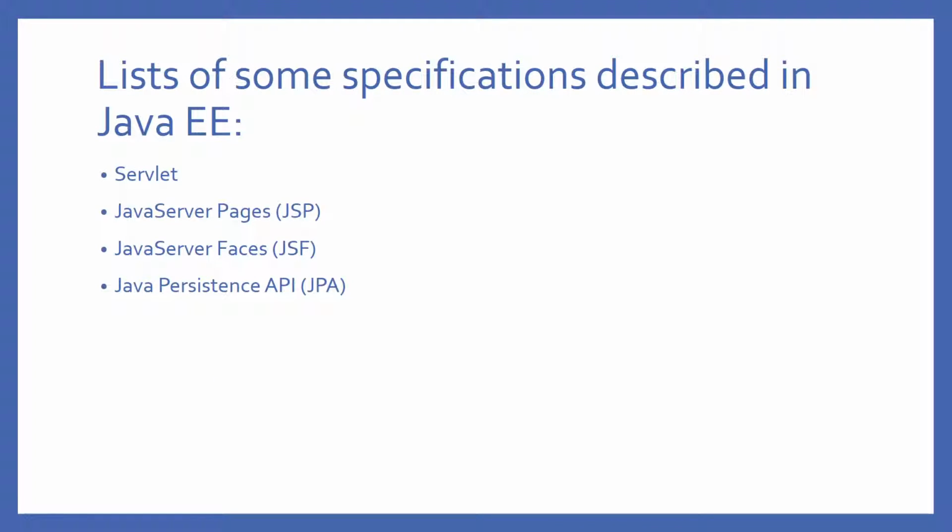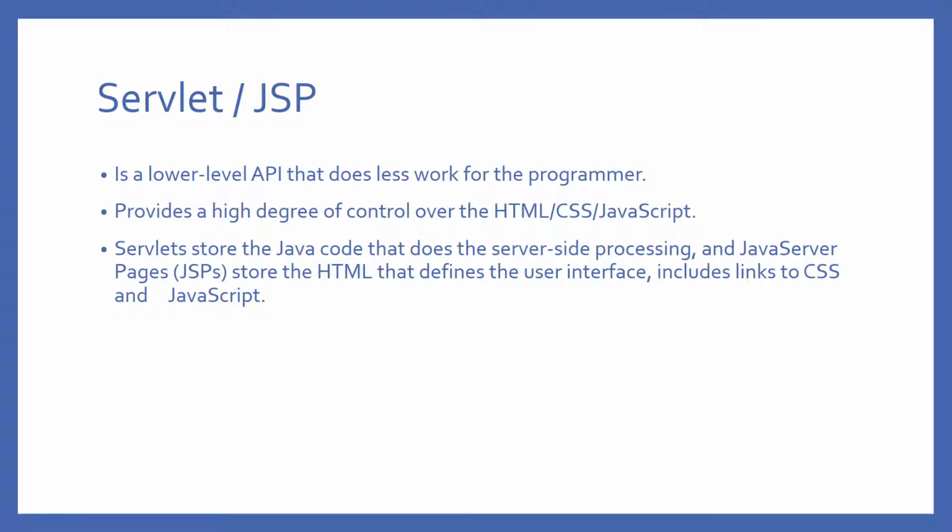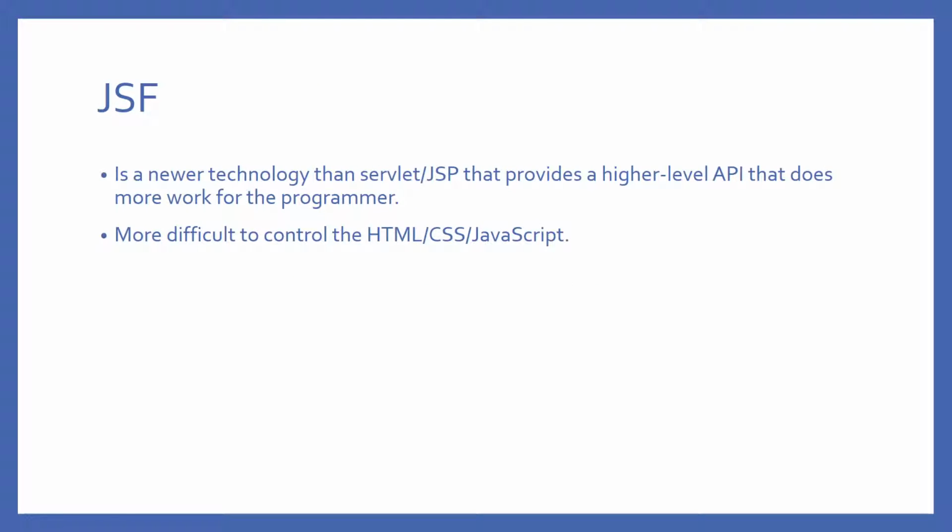Lists of some specifications described in Java EE: Servlet, Java Server Pages (JSP), Java Server Faces (JSF), and Java Persistence API (JPA). Servlet and JSP is a lower-level API that does less work for the programmer. It provides a high degree of control over the HTML, CSS, and JavaScript. Servlets store the Java code that does the server-side processing, and Java Server Pages, JSPs, store the HTML that defines the user interface, including links to CSS and JavaScript.